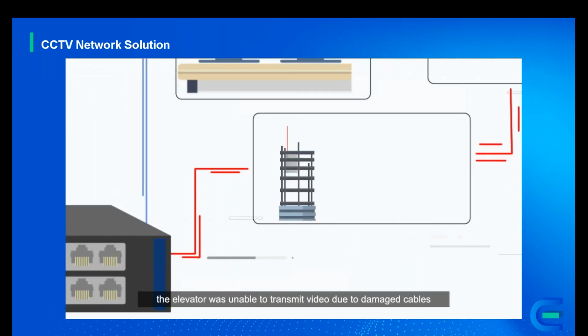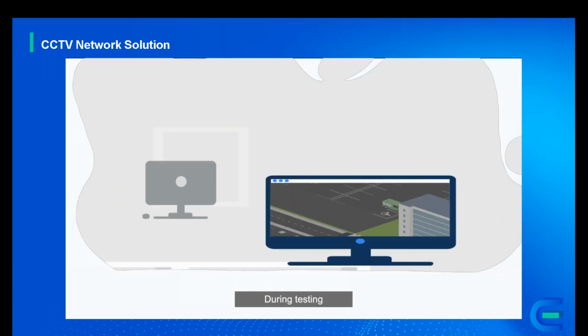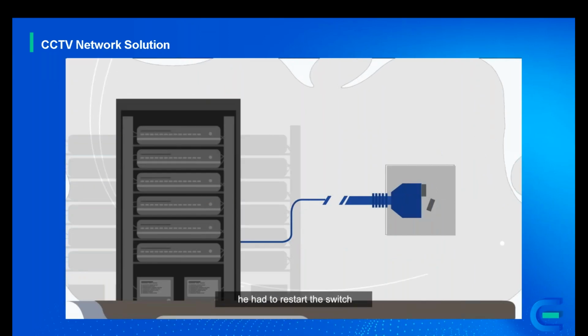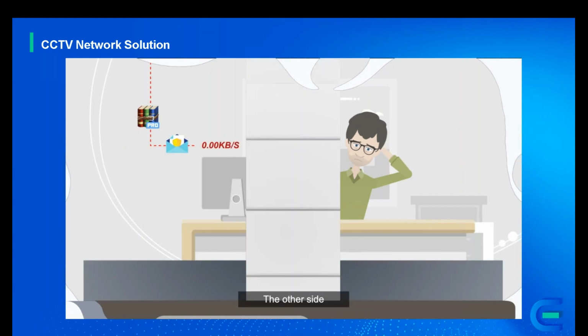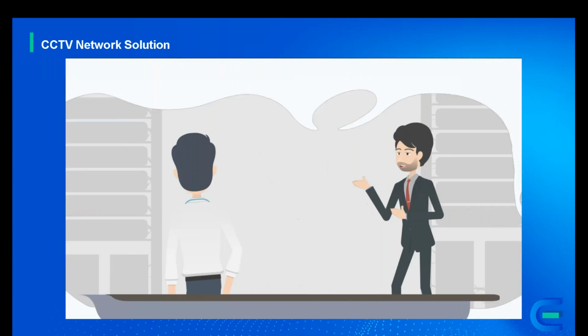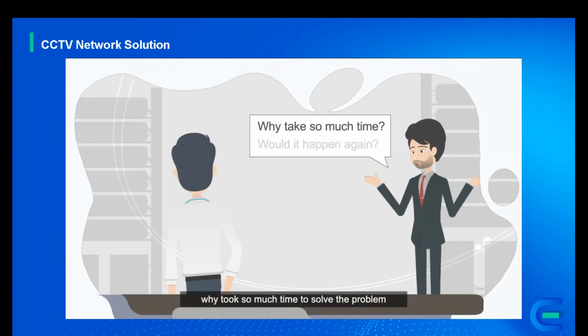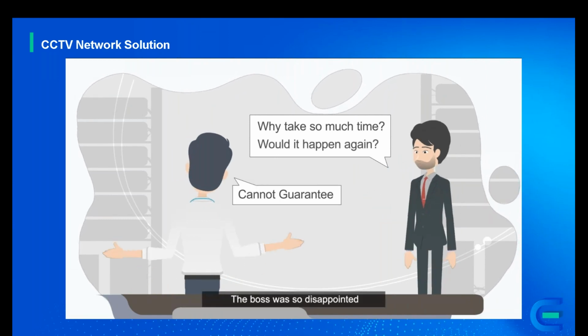Second, the elevator was unable to transmit video due to damaged cables. During testing, the SI found that while employees were downloading, camera video would jam. In the end, he had to restart the switch. All the network was interrupted. On the other side, the elevator cable replacement had to wait for 1 week. The boss asked the SI why it took so much time to solve the problem. Would it happen again? The SI could not guarantee. The boss was so disappointed.